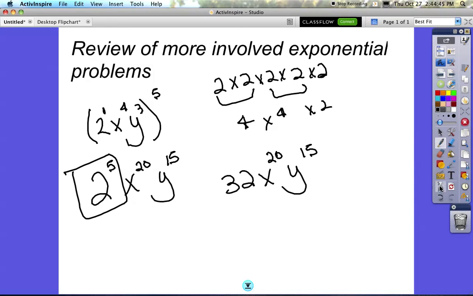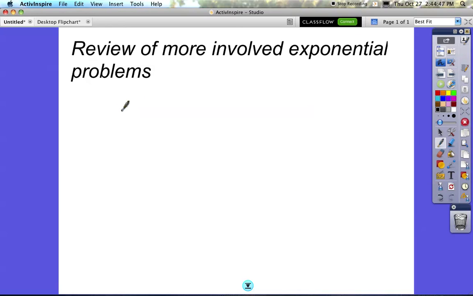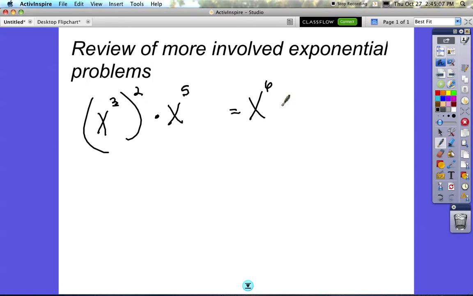Okay, now a couple of last little quick ones. These should not be difficult. If I have x to the 3rd squared times x to the 5th, don't forget, in order of operation, you do the exponent first. X to the 3rd to the 6th, when you raise a power to a power, you multiply. And then when you multiply like bases, you add exponents.